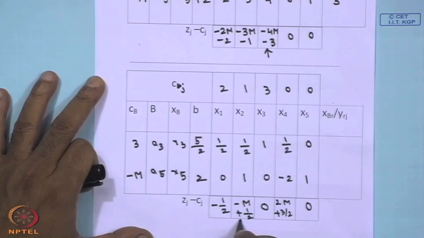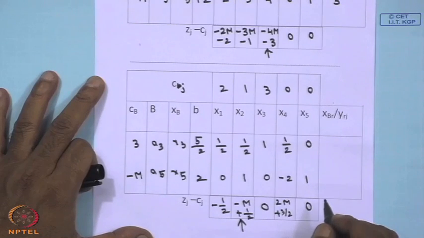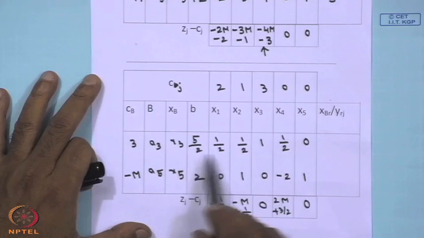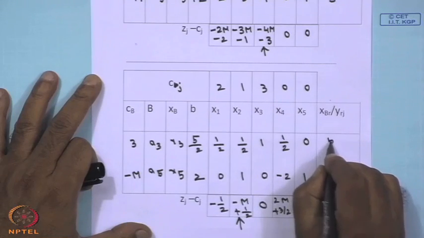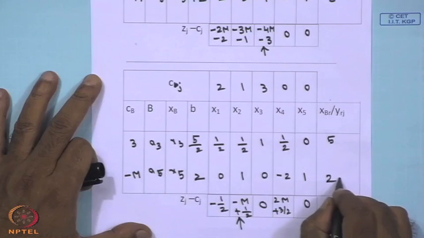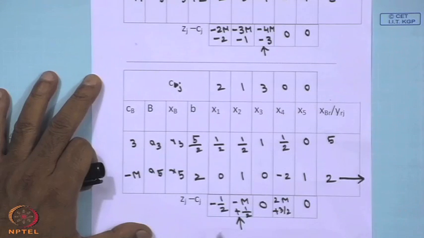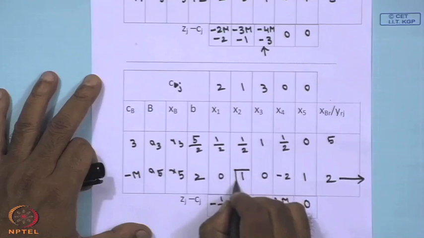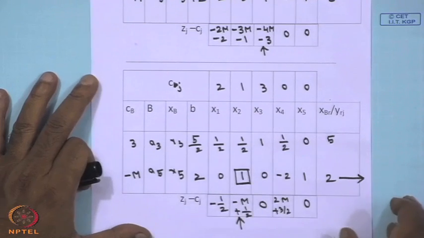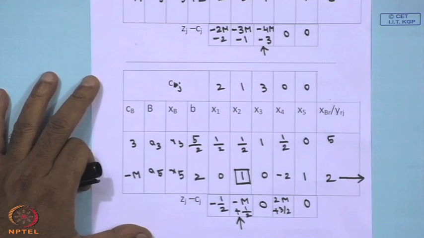Again, the most negative is this one, so x 2 will enter into the basis. We have to calculate the ratio: for this one it is 5 and for this one it is 2 by 1, so it is 2. So the outgoing vector will be this, and you will get this table now. The pivot element is this one, which is already 1. So your x 5 is out and x 2 will enter into the basis.